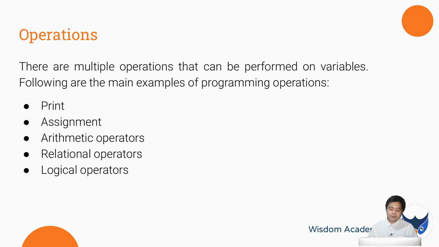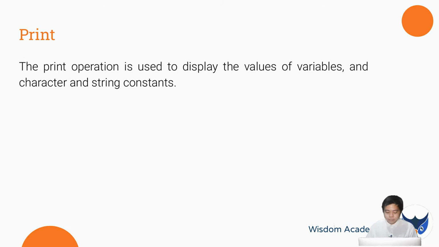Operations. There are multiple operations that can be performed on variables. The following are the main examples of programming operations: printing, assignment, arithmetic operators, relational operators, and logical operators. So, let's start with print. The print operation is used to display the values of variables and character and string constants. As the name suggests, print is the output or display of values of variables, or if needed, the output of a character or string constant. We'll learn more about strings later, but a string is usually how words and phrases are represented in programming. When we say character, it's just a single letter or single character.